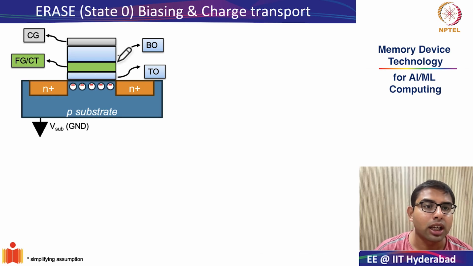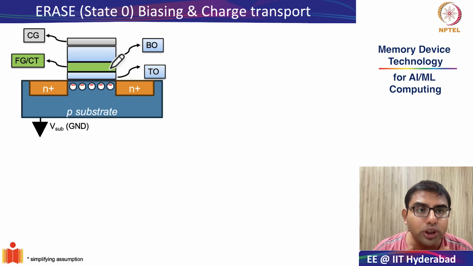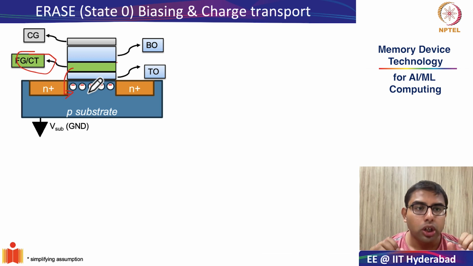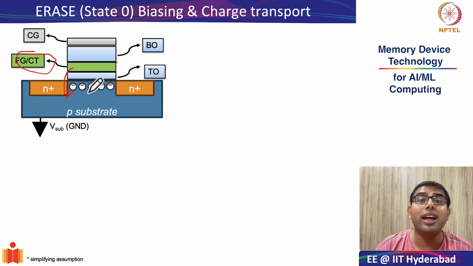As you can see in this animation, just opposite to the program operation, in the erase operation, electrons are flushed out or pushed out from the floating gate or the charge trap layer into the channel. In program operation, electrons were pulled into the floating gate. In erase operation, exactly the opposite happens. Electrons are pushed out of the floating gate. So it should not be very difficult to understand what will happen at the cell level for the erase operation.